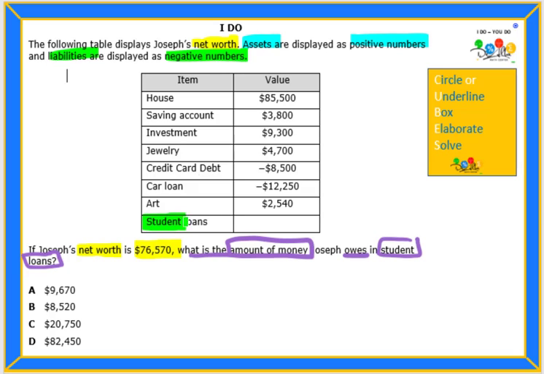Let's go ahead and color code our liabilities. That means it's going to be a negative amount. The other liabilities that we have on this table are credit card debt, car loan, and now our student loan, which we do not know, so we're going to call it X. The other numbers in the table are positive numbers because they are assets. Let's go ahead and color code those.